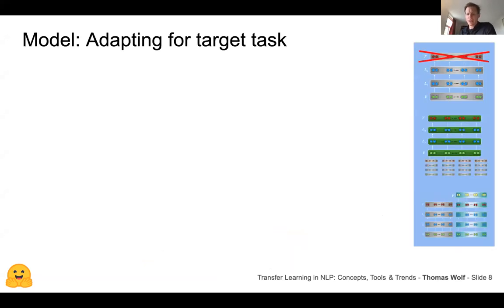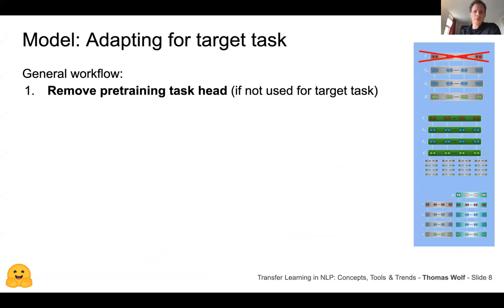Well, it's pretty easy. The first step will be to remove the pre-training task head. In our case, this was the pink boxes at the top. You remember this projection back to the vocabulary? Now we don't need that anymore because this was used just for pre-training. So we remove it, unless we have exactly the same target task. If our target task is to predict masked words, then we can just keep it. But usually our target task is quite different from the pre-training task.